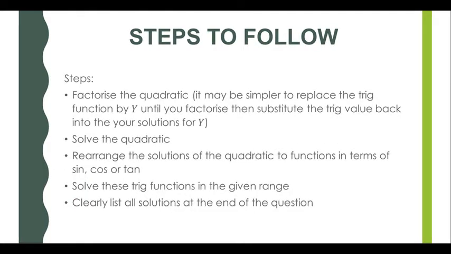There are several steps to follow when factorising these trigonometric quadratic equations. Firstly, factorise the quadratic. It may be simpler to replace the trig function by a letter such as y until you factorise, and then substitute the trig value back into your solution for y after you've factorised. Secondly, solve the quadratic. Rearrange the solutions of the quadratic function in terms of sine, cos or tan, and solve these in the given range. Don't forget to clearly list all your solutions at the end of the question.